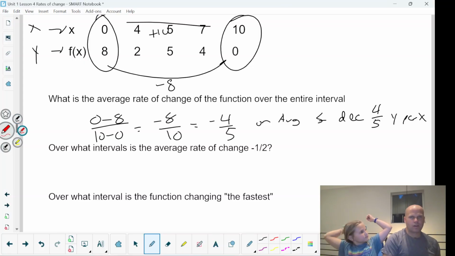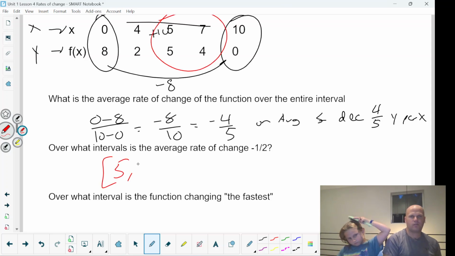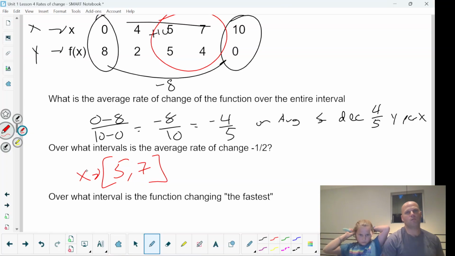When is the average rate of change negative one half? Well, you might have to do some investigation, and you can find that from the x value 5 to the x value 7. These are x's. An interval from 5 to 7, we are decreasing 1 over 2. When are we changing the fastest? We might have to look a little bit more.